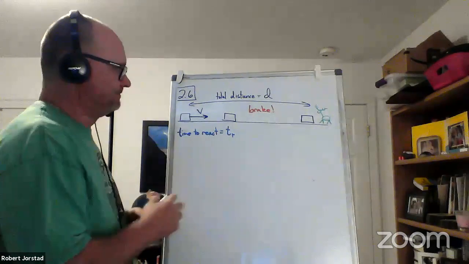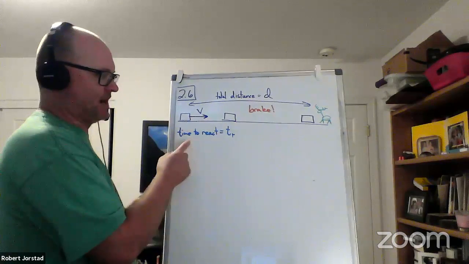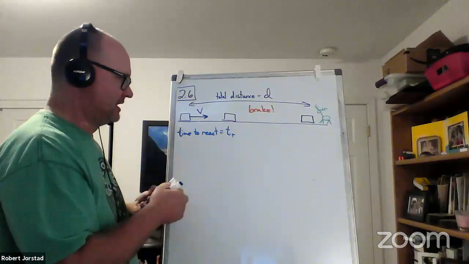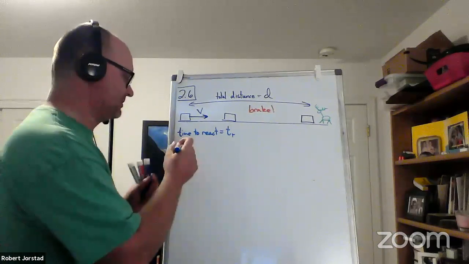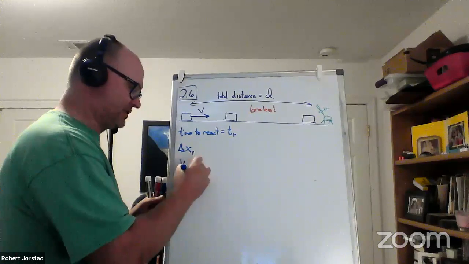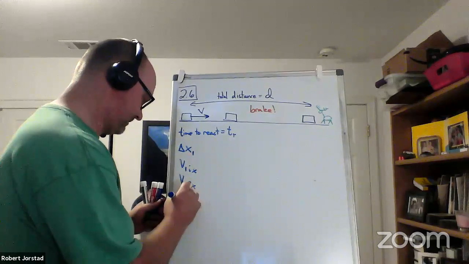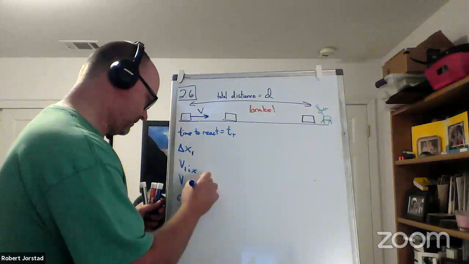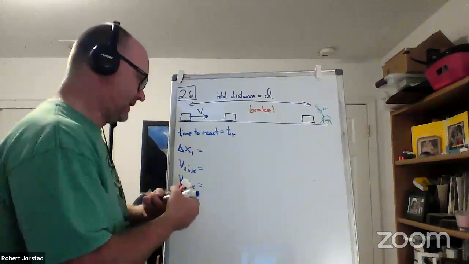All right, so this is what I read. I said there's a total distance d, there's some time to react. So what I did is I naturally split this into different chunks. I'm going to do two different one-dimensional motion problems. I'm going to list out my knowns, x1, v1 initial in the x, v1 final in the x, etc. And then I'll do it over here.